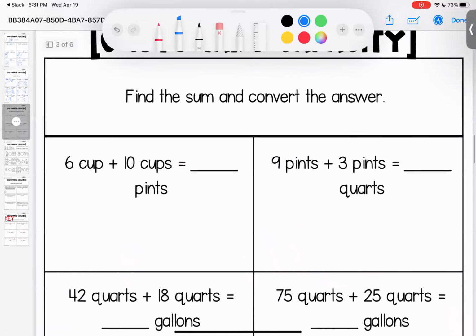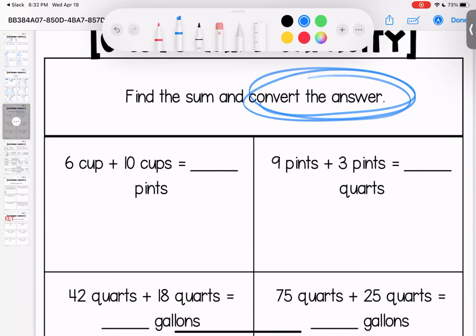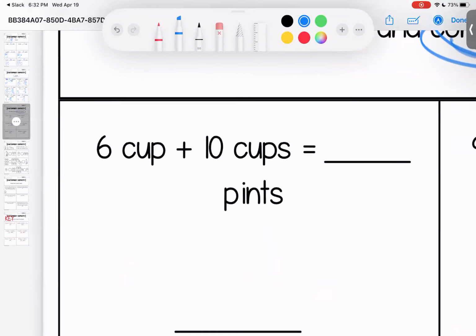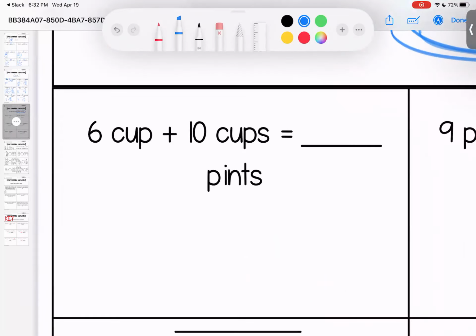All right, my little chicky nuggets. It says to find the sum. Remember, that's a fancy way of just saying add them together and then convert. Double question. So if I have 6 cups and 10 cups, that gives me 16 cups, but I'd like it in pints, please.